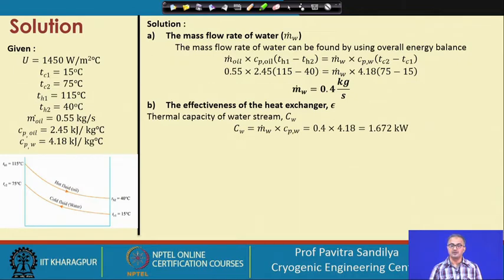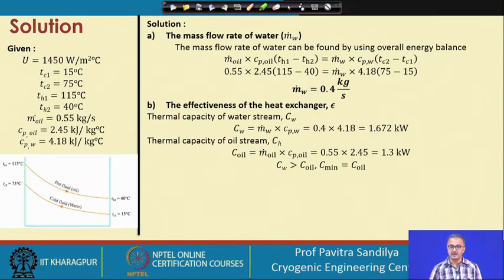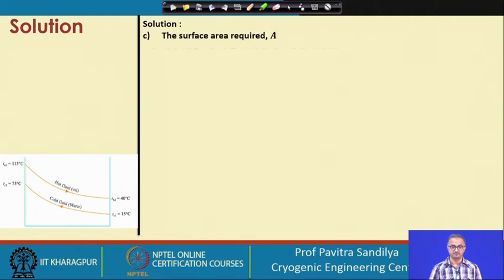For this, we find out the thermal capacity of water and the oil like this, and we find that the thermal capacity of water is more than oil. So, C min equals C oil. So, we shall be basing our calculations on C min, and this is the way we are defining epsilon when C min is equal to the C of the hotter fluid. So, this is how we define the epsilon for that, and we find this is coming to 0.75 or 75%.